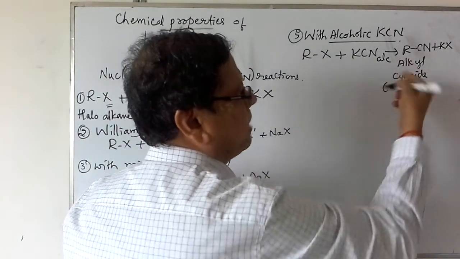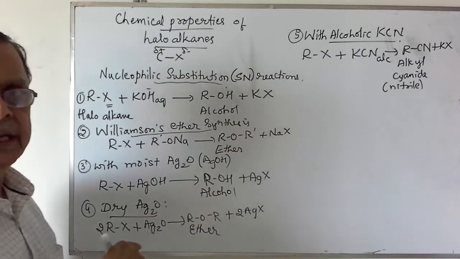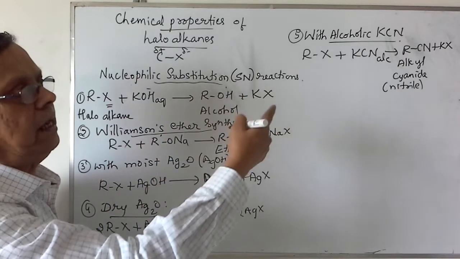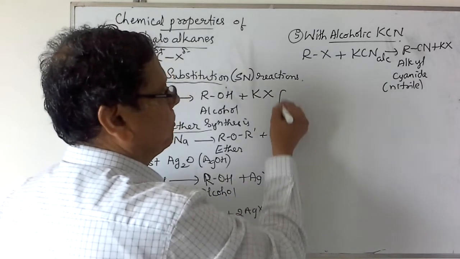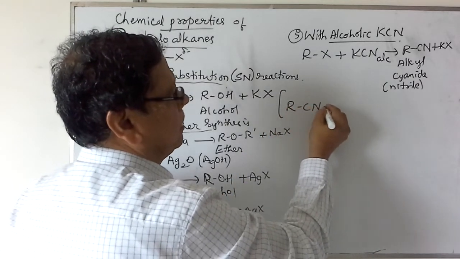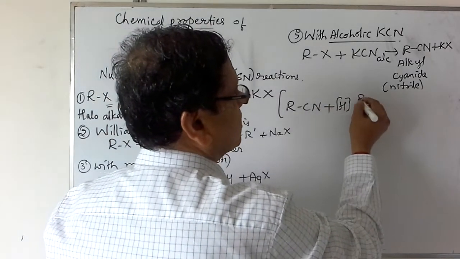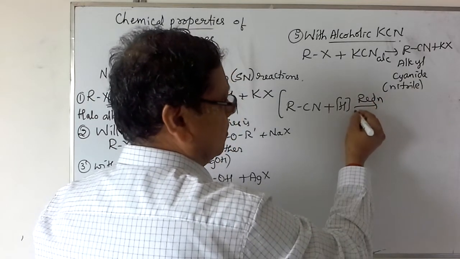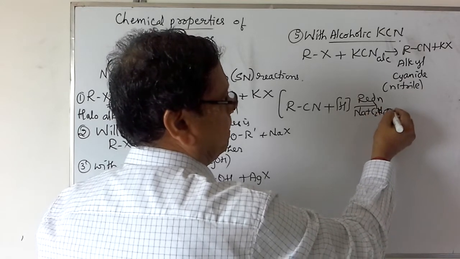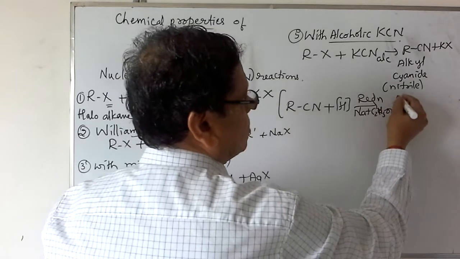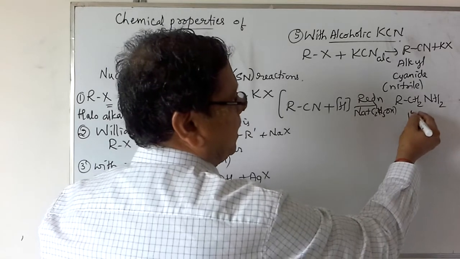These alkyl nitriles can be converted into various other products. They are not actually the properties of the alkyl halides or haloalkanes, but from that alkyl cyanide or alkyl nitrile we can prepare various other compounds. For example, consider RCN. When you go for the partial reduction, the reduction with sodium and alcohol, C2H5OH, it will give rise to RCH2NH2. A primary amine is the product.